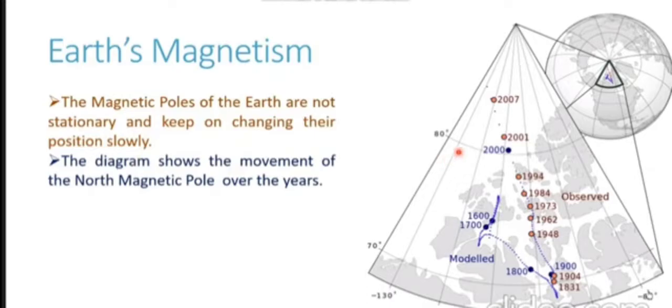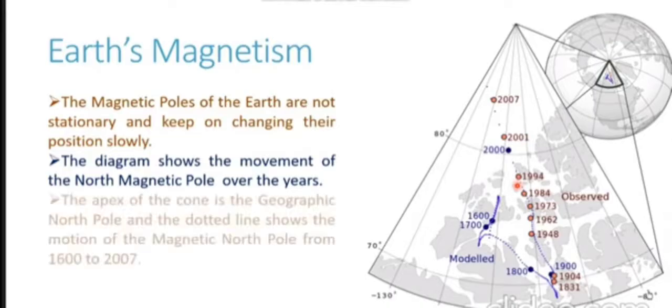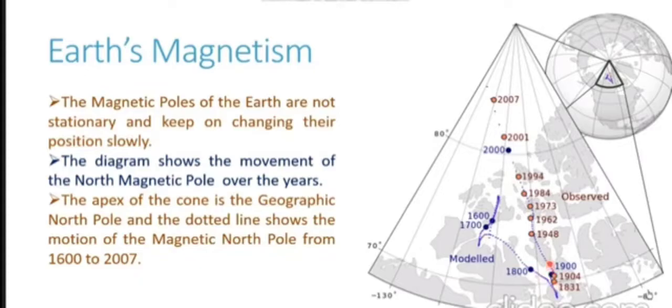Now you can see this particular diagram. The apex of the cone here, this particular point represents the north geographic pole, and this particular diagram, a particular sector of the Earth, shows us the movement of the north magnetic pole over the years. You can see how the magnetic pole has been changing its location from 1600 to 1700, 1800, 1900, and 2000, and so on. So clear, beta? Any doubts up to here?